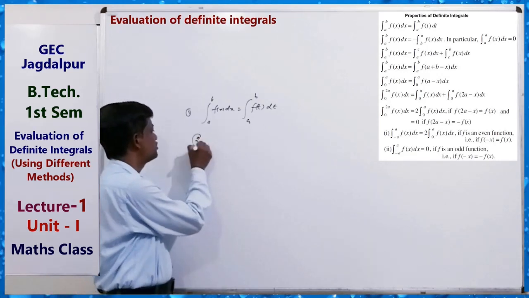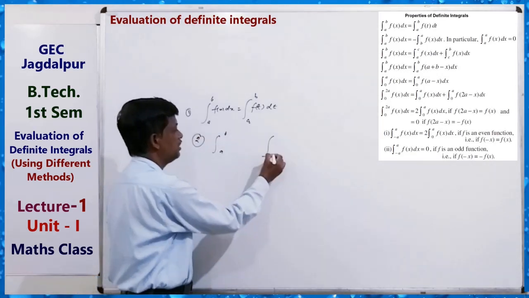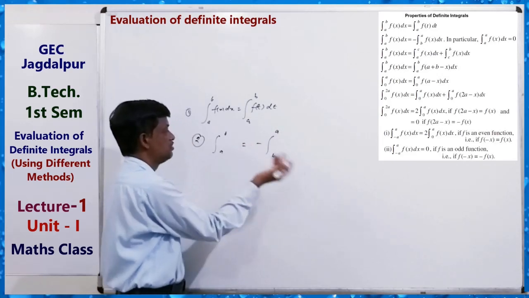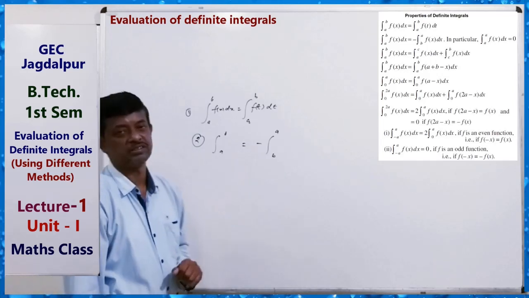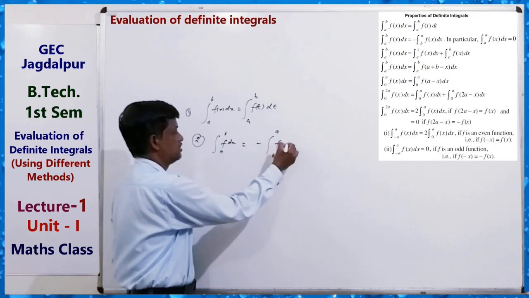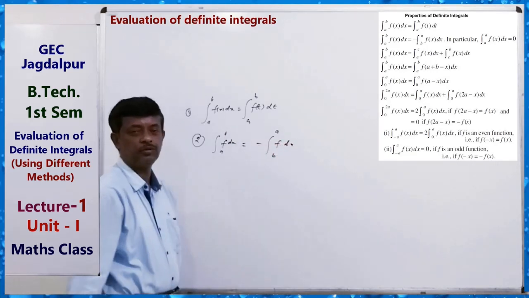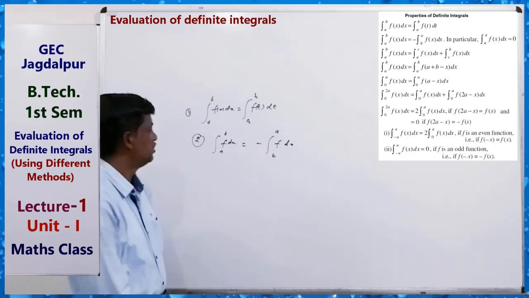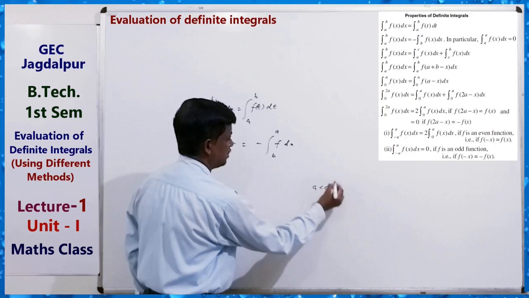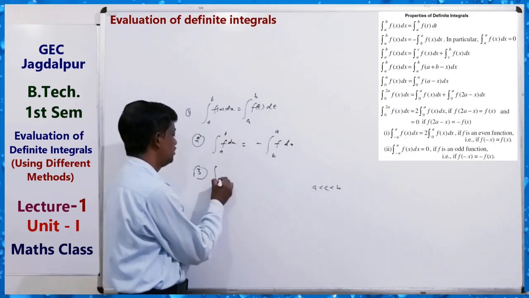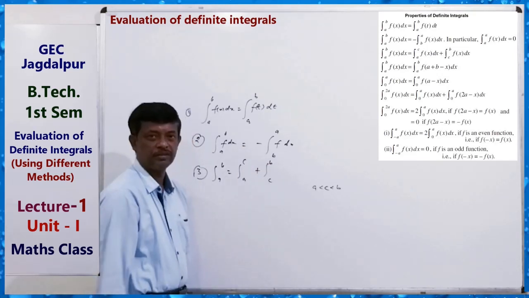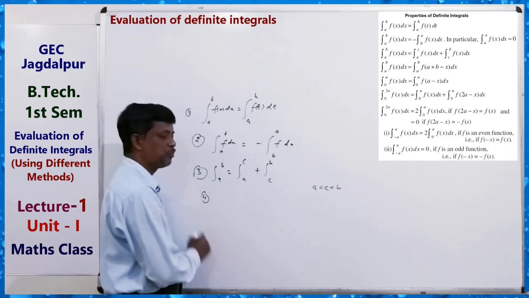The second property: if a to b is the limit, then for b to a, if we change the limit, there is just a minus sign in front. If the limit is changed, upper to lower, lower to upper, then there is a minus sign. Third, if in this interval there is a point c in between, then a to b can be written as a to c plus c to b.